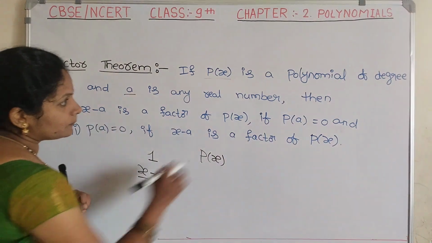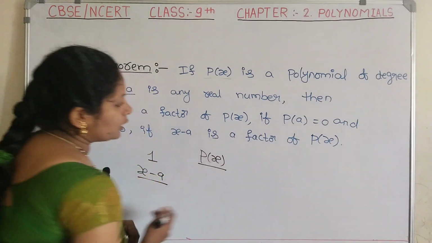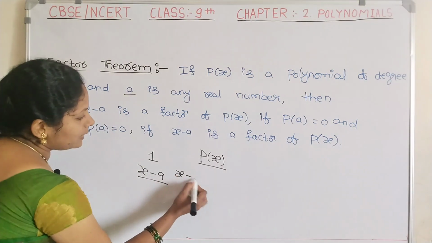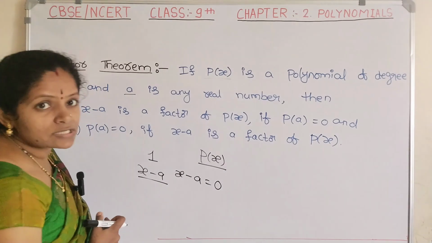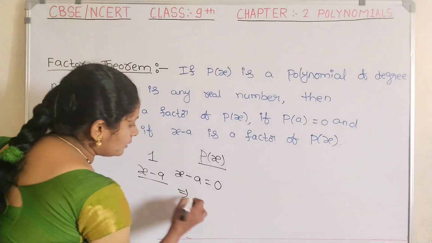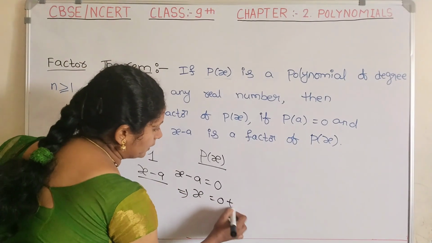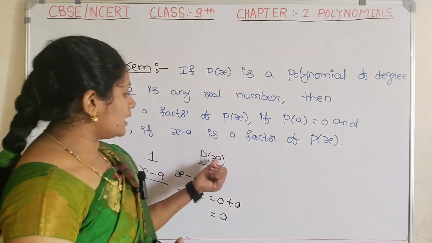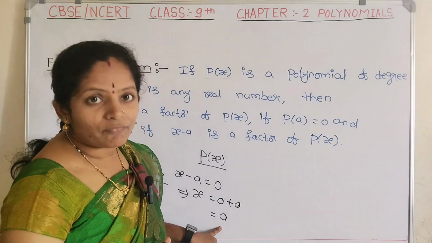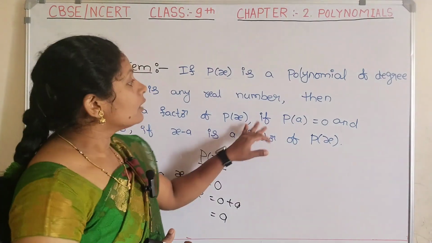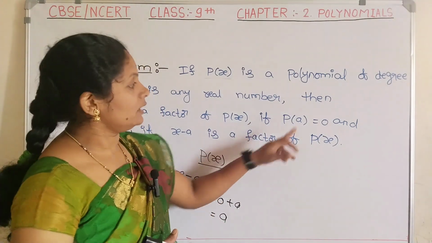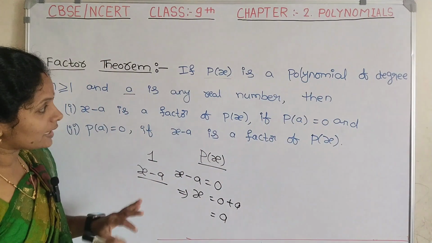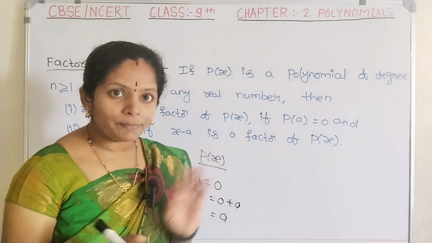This is our polynomial p of x. First of all, we equate x minus a to 0. By this, what can we get? x is equal to 0 plus a, which means x is equal to a. Wherever x is there, we substitute the value a. Then after substituting a, if we get 0, we can say that x minus a is a factor of this polynomial p of x.